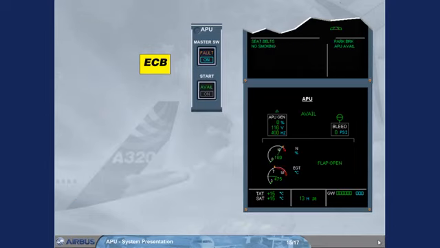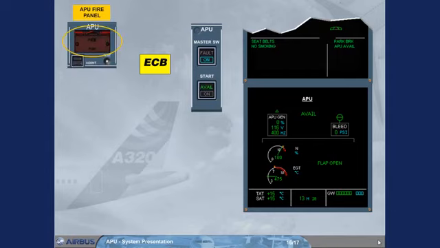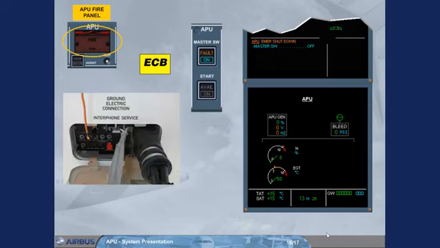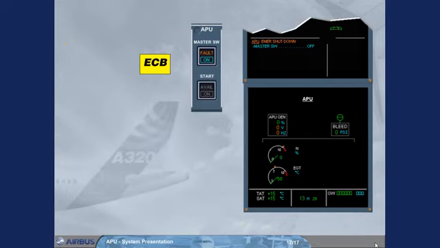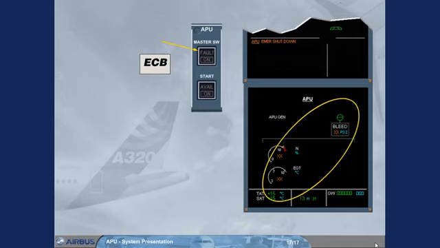The ECB initiates an emergency shutdown when an APU fire push button is pushed on the APU fire panel, or an APU shut-off push button is used on the external power panel. Note: the APU will stop immediately. Notice that, in both cases of shutdown, the ECAM action is to set the master switch to off, in order to switch off the fault light and to de-energize the ECB.